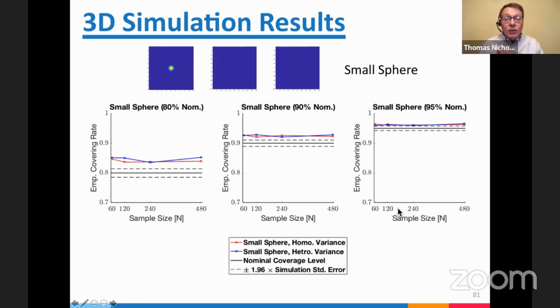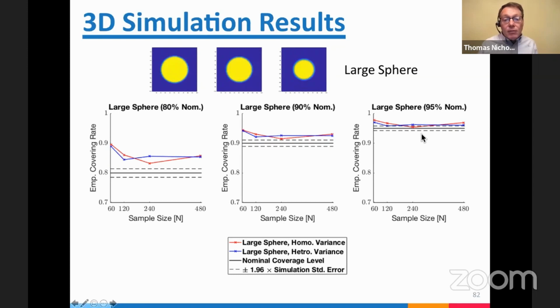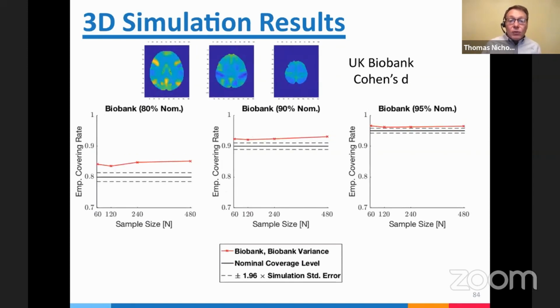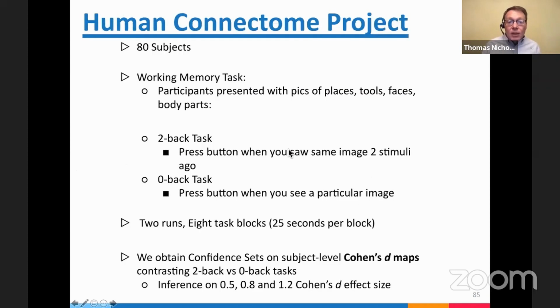When we did this with a small sphere, ideally it would be right here and have exact confidence level. We're slightly conservative, so our coverage is slightly over, but for the target of 95, not so bad. And similar for the large sphere, and more complex spheres, and for the Biobank setup. Again, we'd like to be right on, but we're not too bad for the 95%. And of course, we would rather have slight over-coverage than slight under-coverage.